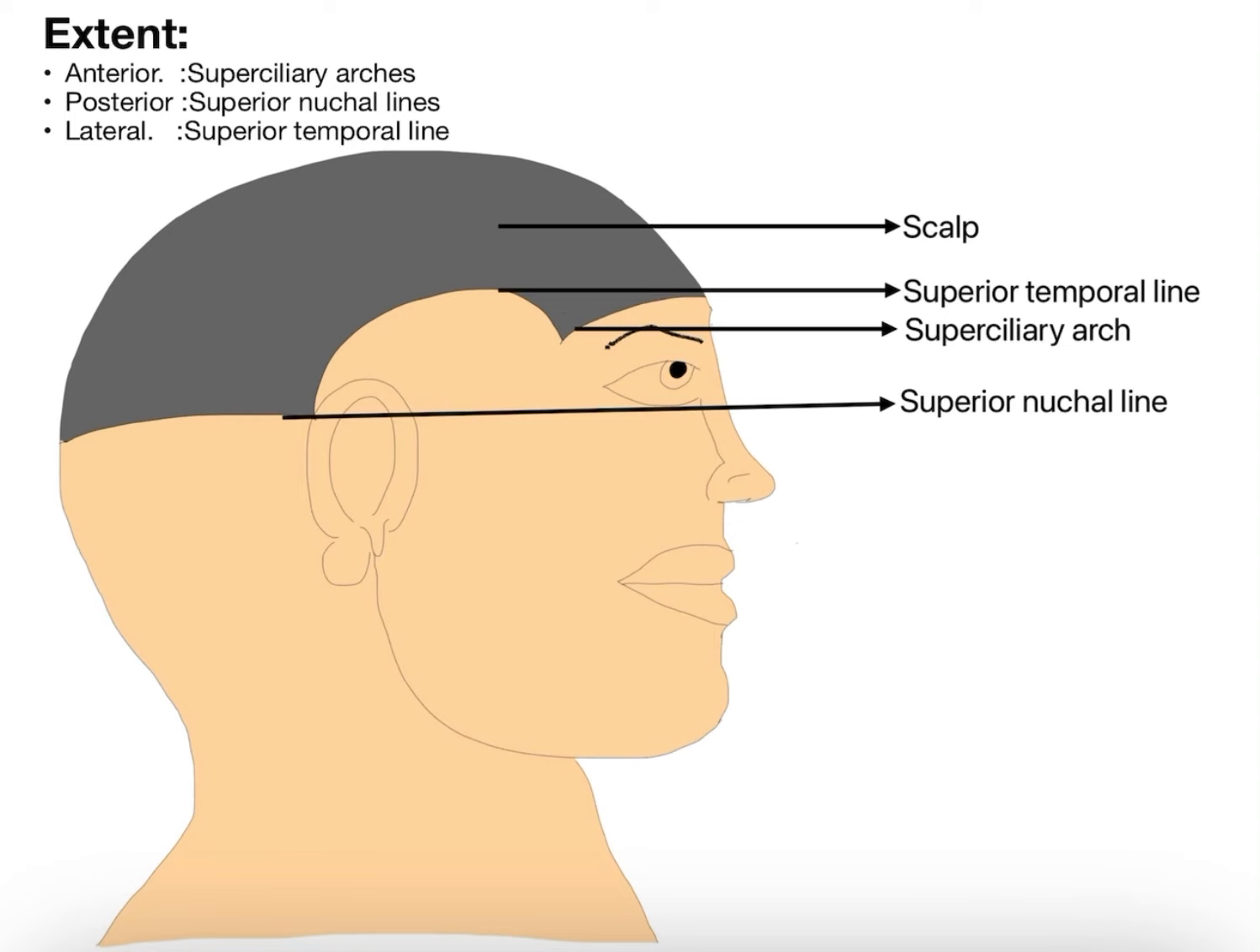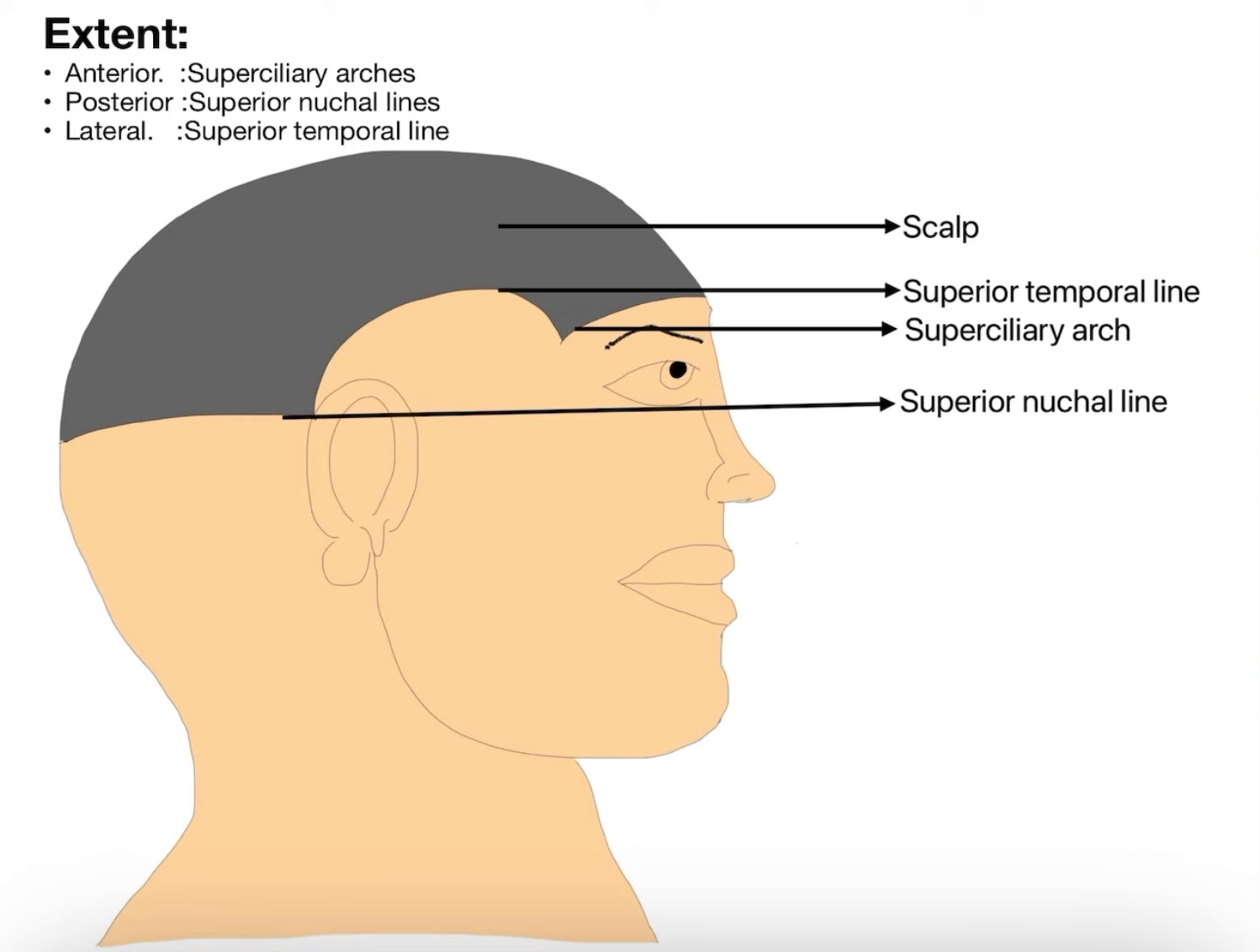First of all, let's see the extent of scalp. Let us consider this as anterior and this becomes posterior. If we see the extent, the black marked area here is the scalp. It extends anteriorly till the superciliary arches. This is the anterior extension.